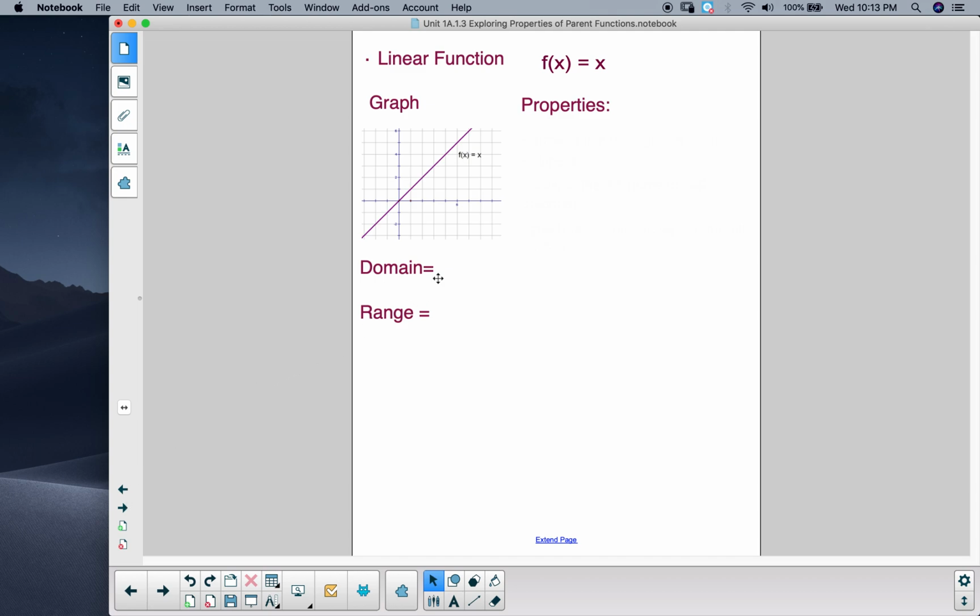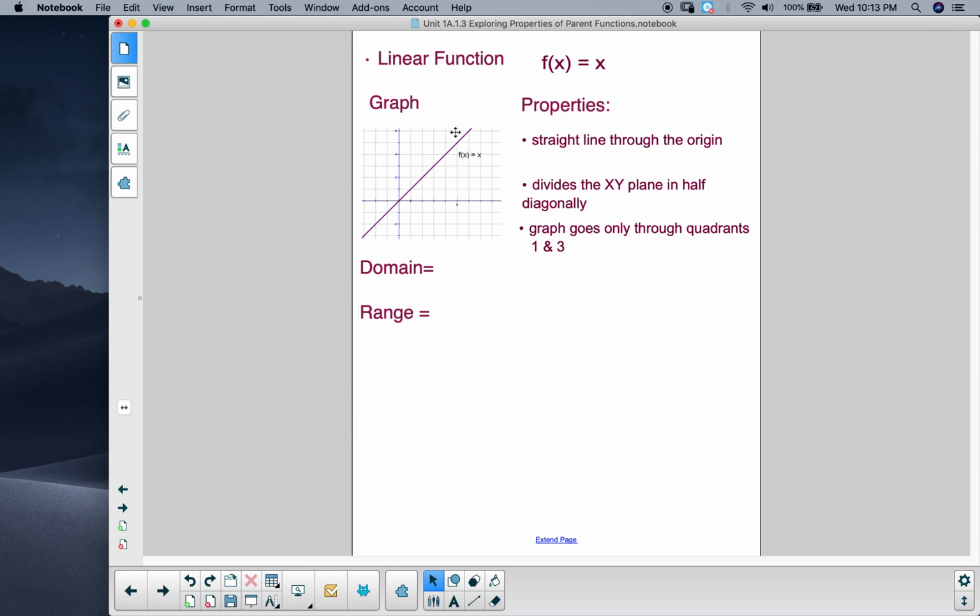So let's look at it from the beginning. We look at the linear function. The parent function is f of x equals x. What are the properties of it? It's always a straight line. In this case, it passes through the origin. It divides the xy plane in half diagonally, and it only goes through quadrant 1 and 3.